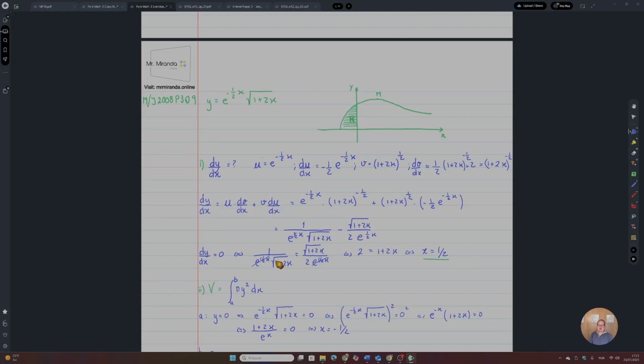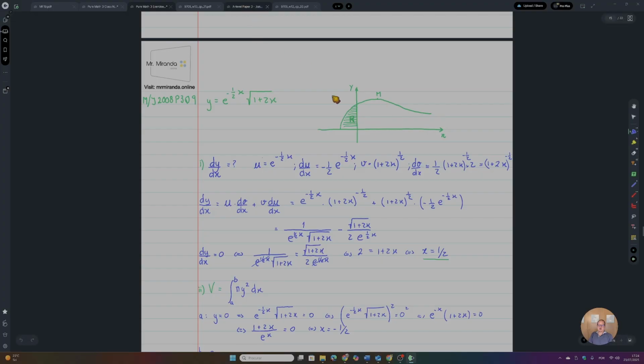The e to the power of 1/2 of x is going to cut out. Then you just send a 2 to that side, send this to this side, you have the square root of 1 plus 2x squared, which is just 1 plus 2x, and this gives the value x equals 1/2. So this coordinate over here is 1/2.